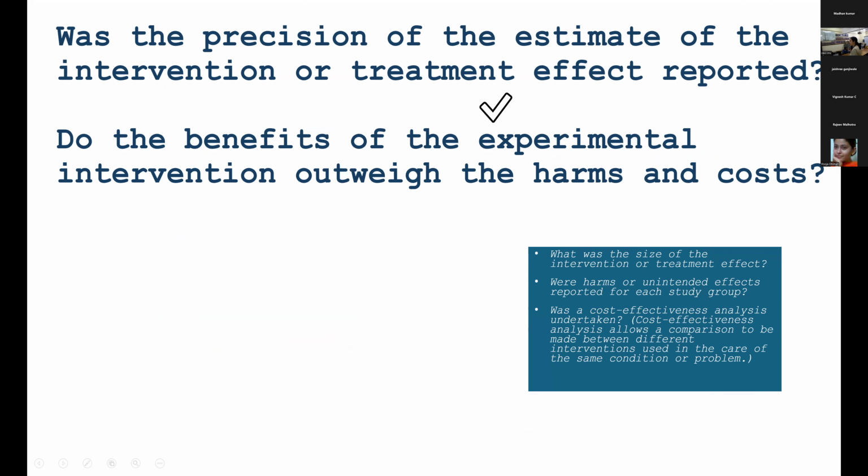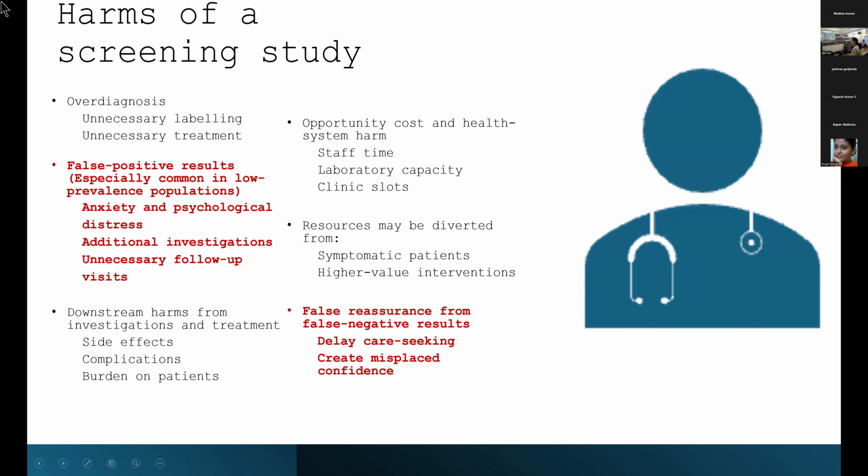Do the benefits of the experimental intervention outweigh the harms and cost? So what are the harms that you can have with a screening study? We already talked about overdiagnosis. What happens if you get a false positive result? Like the other day, Dr. Tambu had explained, you can have a highly sensitive and specific test, but if you run it on a population which has a very, very low pretest probability, you will get some false positives. So there can be a lot of harm with the false positives. There might be a lot of downstream tests that you do to confirm it. It can cause a lot of anxiety, a lot of unnecessary follow-ups.